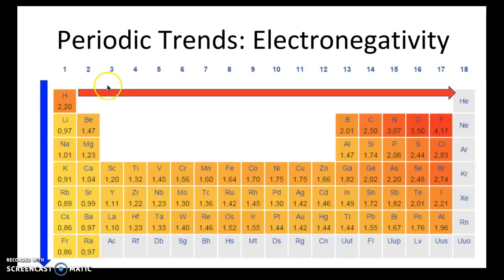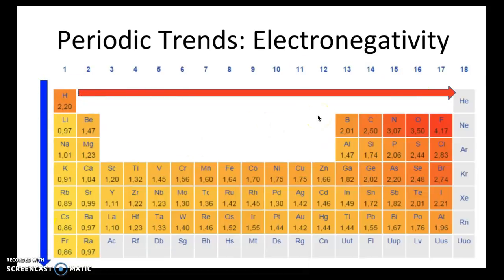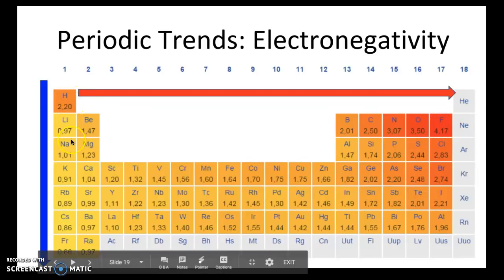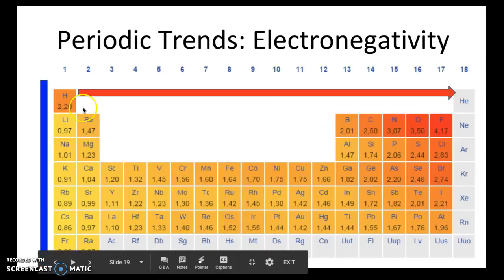All right, find this table, and then you're going to draw your arrow going across and then one going down. What happens to the electronegativity values? Do they increase or decrease? Great. So you probably noticed that they increase as you go across. For example, lithium is 0.97 and then fluorine is 4.17. And as you go down, they get smaller. So hydrogen is 2.20 and then francium is 0.86.